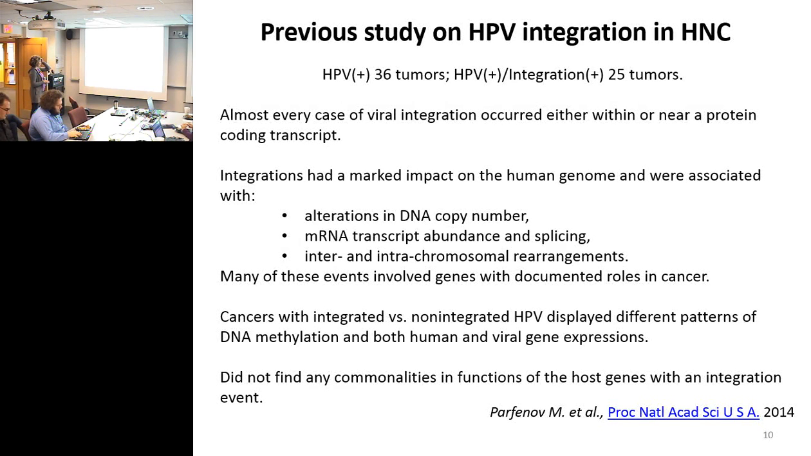Previously, integration in head and neck cancer was investigated in TCGA samples. For example, in this paper they analyzed a lot of TCGA head and neck tumors, and they found 36 HPV-positive tumors, and integration-positive amongst them, 25 tumors. Almost all cases of integration occurred within or near a protein-coding transcript. They found that integrations were associated with alteration in DNA copy number, mRNA transcript abundance and splicing, and inter- and intrachromosomal rearrangements. Many of these events involved genes with documented roles in cancer.